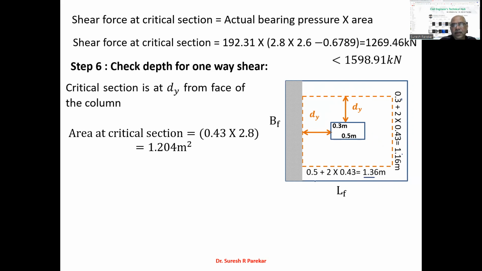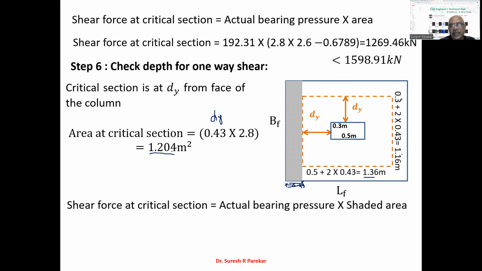So now we have the area at the critical section. So this distance we will get, that is 0.43 into 2.8. So we have this will be 0.43. And then, sorry, this will be 2.8 into dy, not this distance. So we have dy, that is the depth at the critical section. So 2.8 into the depth at the critical section, 0.43, and that will give us 1.204 meters square.